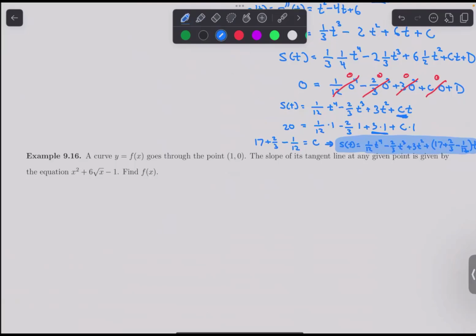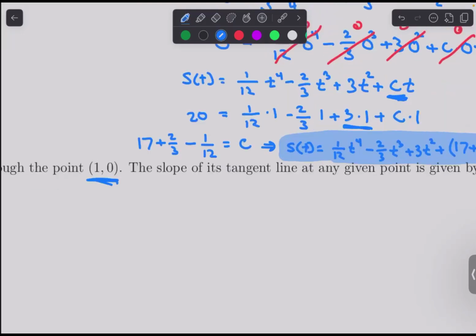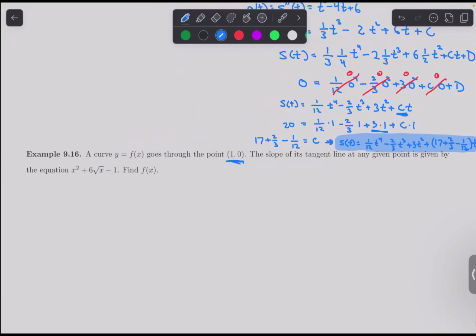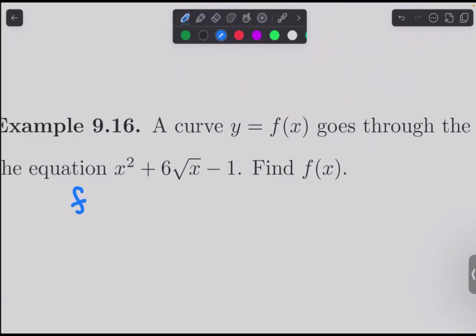The words here are all kind of talking about points on curves and graphs and whatnot. So let's read through this one. We have a curve y equals f of x that goes through a specific point. The slope of its tangent line, given at any point, is given by this equation. Now remember, slope of a tangent line, right? This is supposed to be the derivative. So this is just a fancy way to say, hey, this right here is my derivative function.